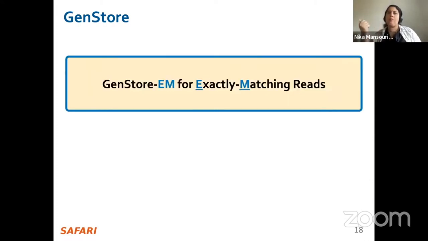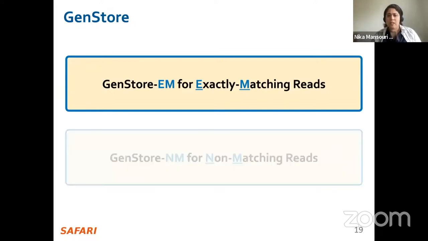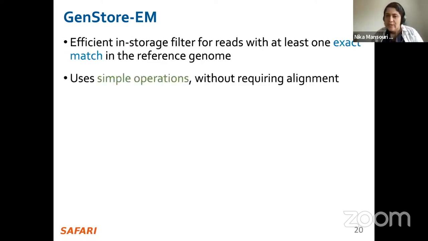By thorough analysis of this read mapping process for reads with different properties and different degrees of genetic variation, we designed two low-cost in-storage filters. One is GenStore-EM for filtering exactly matching reads, and the other is GenStore-NM, which filters non-matching reads. So let's take a closer look at GenStore-EM. GenStore-EM accelerates read mapping by using an efficient in-storage filter to filter reads that have at least one exactly matching location in the reference genome via simple operations without requiring alignment.